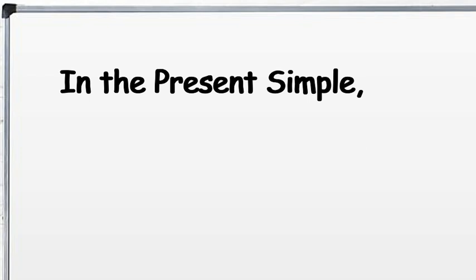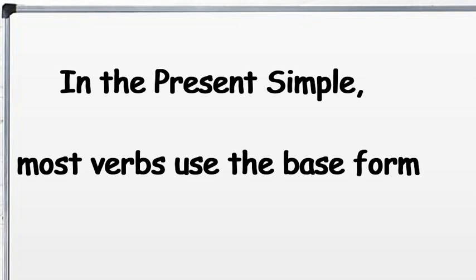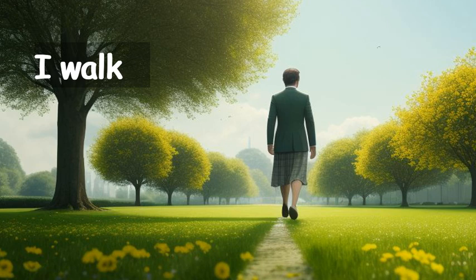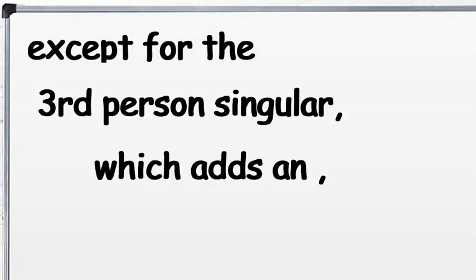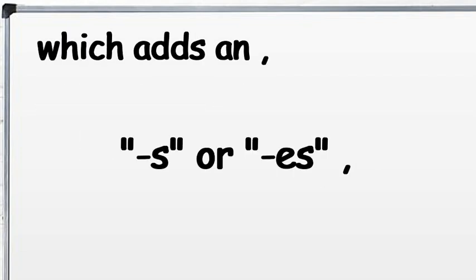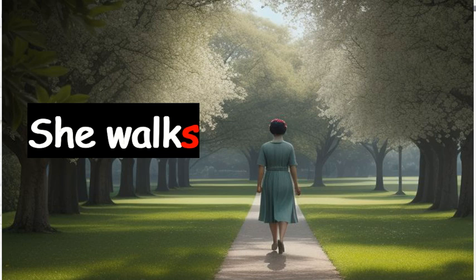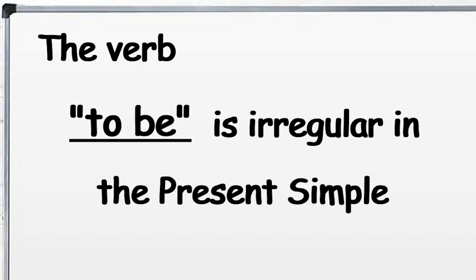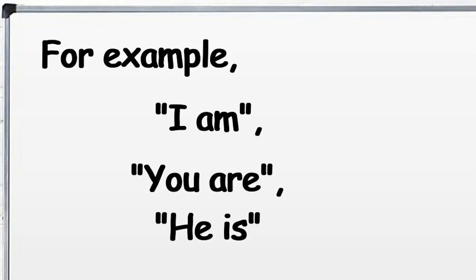Forming the tense. In the present simple, most verbs use the base form. For example, I walk. Except for the third person singular, which adds an s or es. For example, she walks. The verb to be is irregular in the present simple. For example, I am, you are, he is.